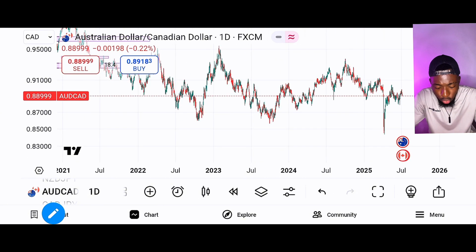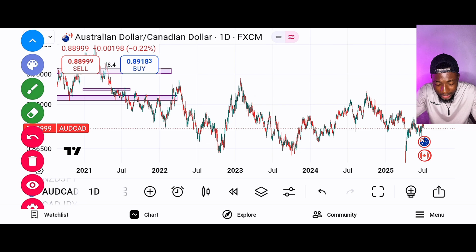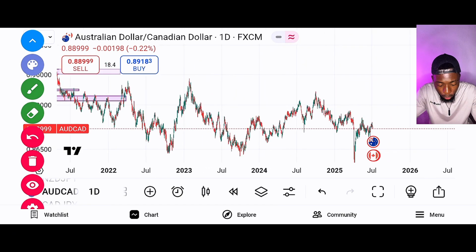If I also look, I see something that looks like a key level here, a key level that the market has actually failed to break. But in general, what we are seeing here is a downtrend. My bias for now is downward.